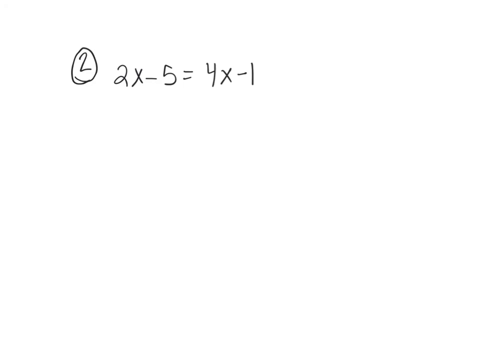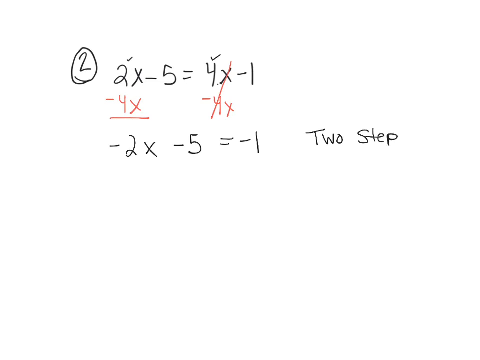This is just a review of something you've already learned. So I'm going to take this 4x and I'm going to subtract 4x from both sides. And that's going to leave me with a negative 2x minus 5 is equal to negative 1. So once again, I took those variables on both sides, had a 2x here and a 4x there, and I moved this 4x by using inverse operations. And why I do that is then I create that two-step equation.